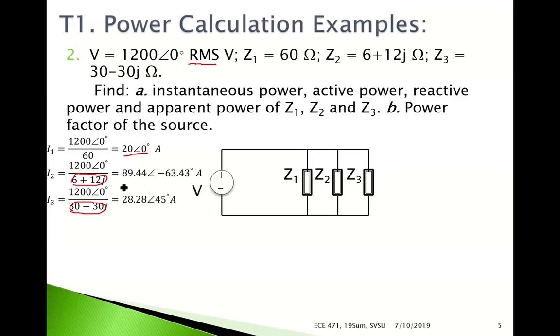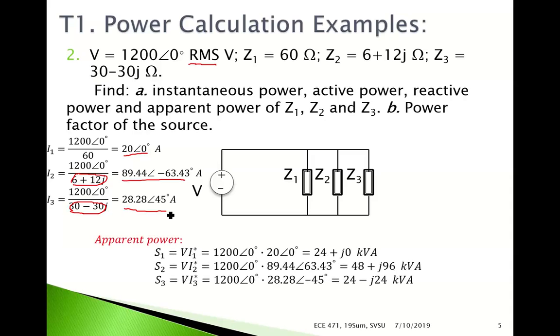So I got 3 currents, based on which I can go ahead and find the apparent power. As we said, always go directly to the apparent power. So S1 equals V times I1 conjugate. We need RMS values in this formula, and the given 1200 as well as the resulting current are both in RMS value. Very nice.